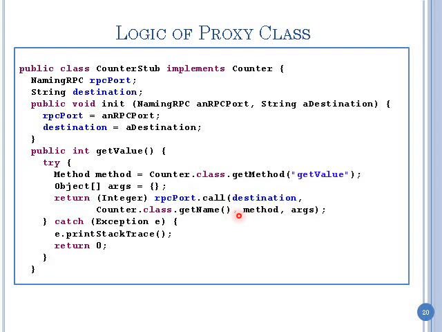And here I know my args. My args are basically nothing because I'm getValue. My args are nothing. Okay, so I'll send my args. I've got the method, and I'll send it to the class. Okay, does that make sense?